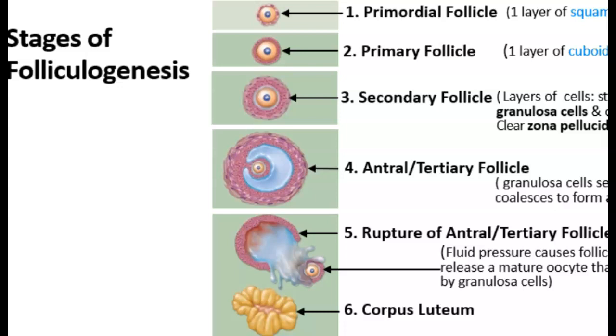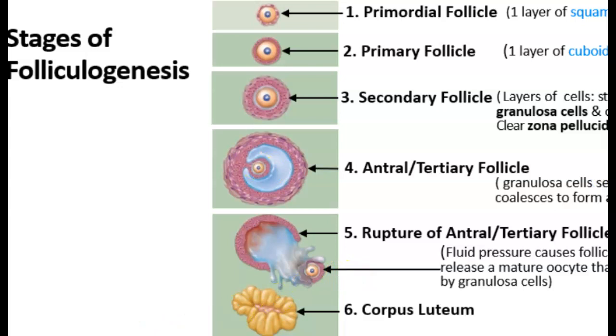The fourth stage of folliculogenesis occurs when the granulosa cells have secreted so much fluid that the fluid forms this cavity in the center of the follicle. That cavity is called an antrum.